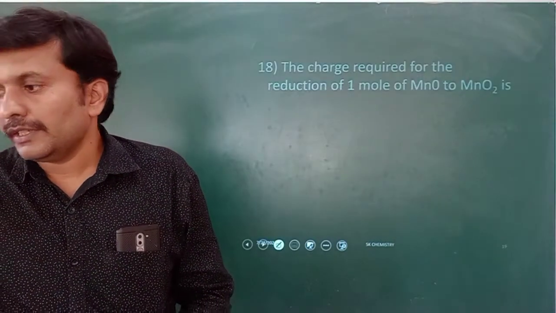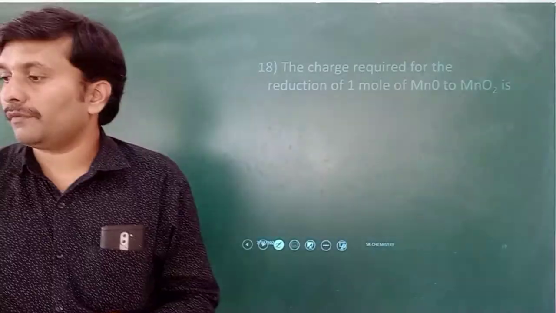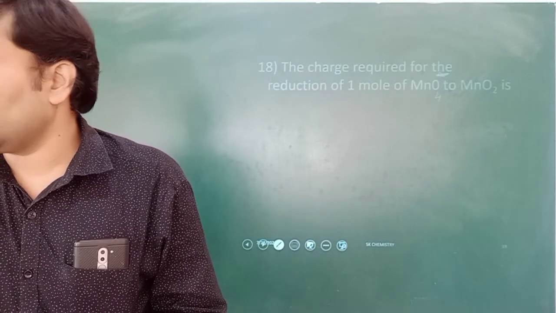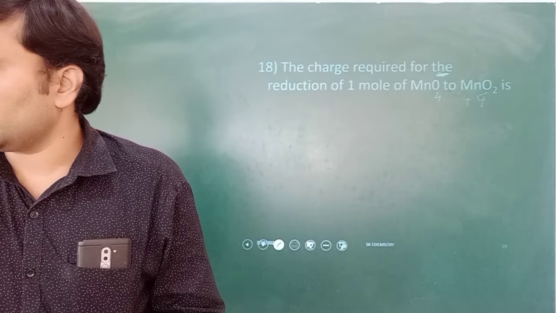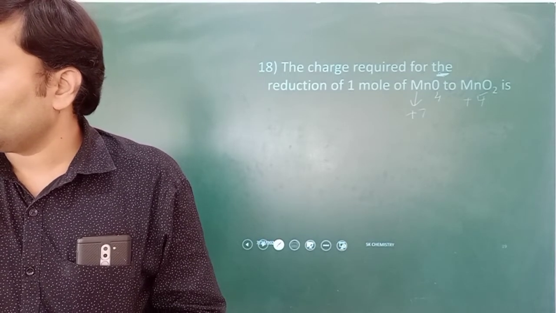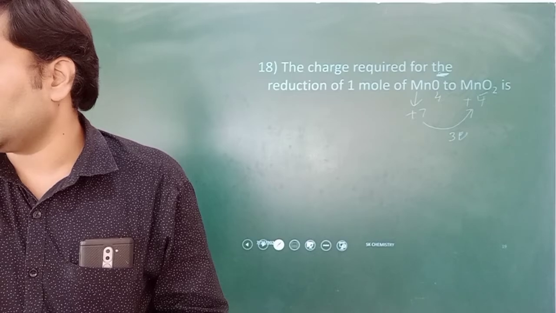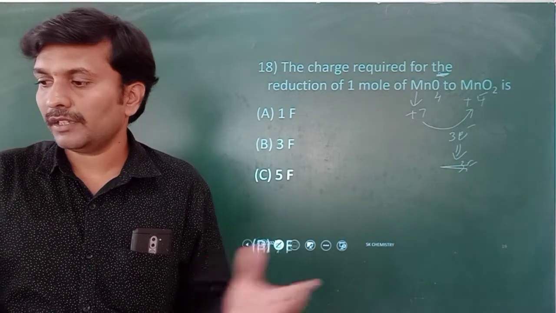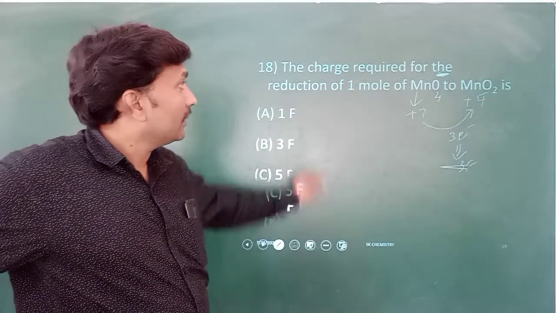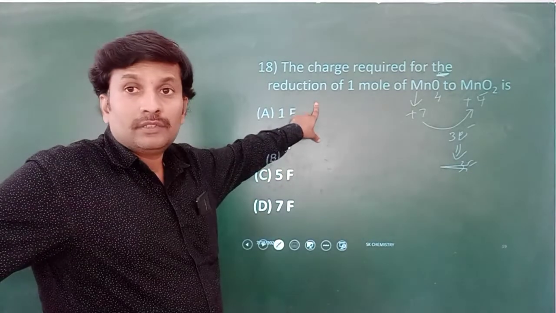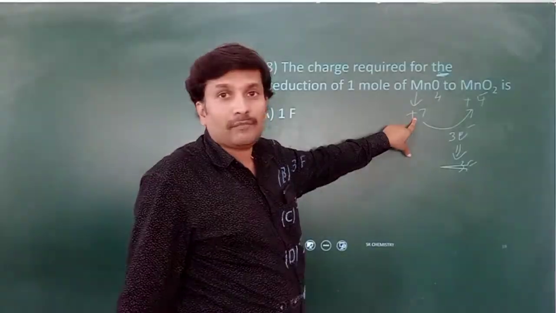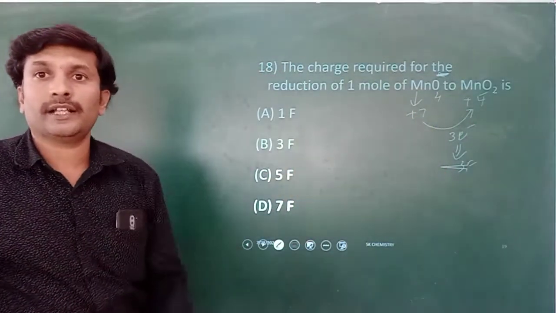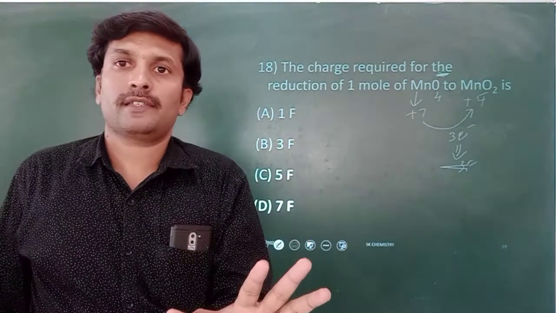Next. 20th. The charge required for reduction of 1 mole of MnO4 minus to Mn2 plus. So immediately you check the charge. This is plus 7. Plus 7 to plus 3, it is a difference of 3 electrons. 3 electrons means 3 Faraday. Just look for the option. How fast can you do it? Quick. Tap. So this is related to redox reaction. See, MnO4 minus is nothing but plus 7, then this is plus 4. Plus 4 means a difference of 3, so 3 Faraday. Done. Hardly it will take 5 to 6 seconds.